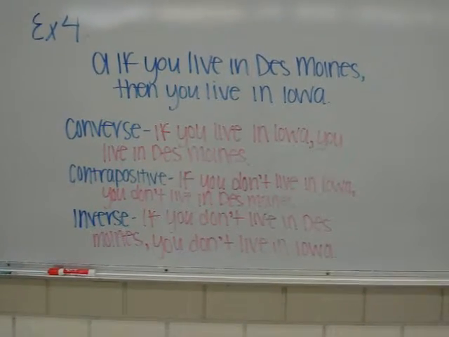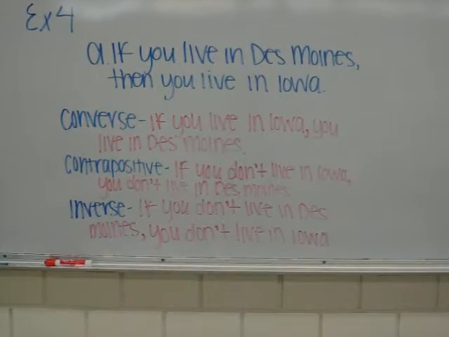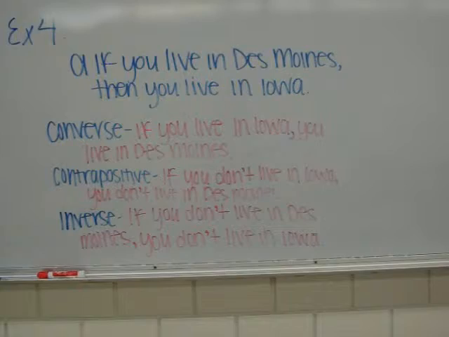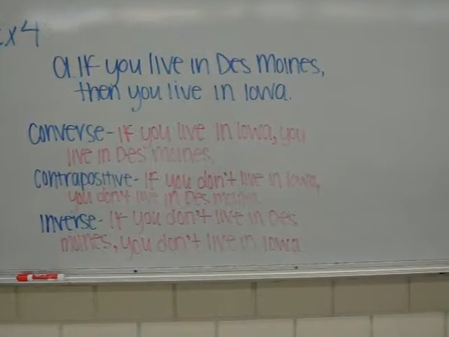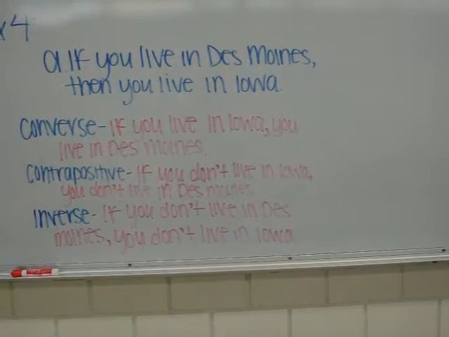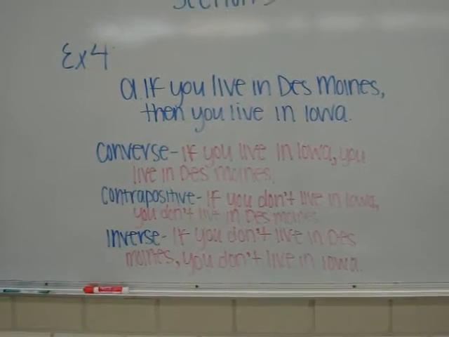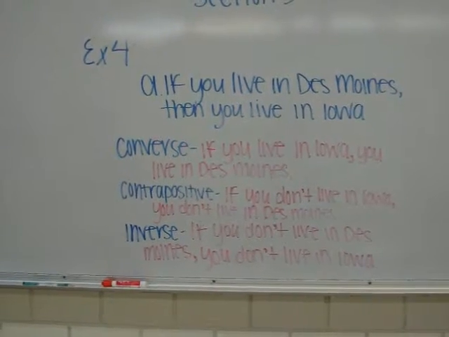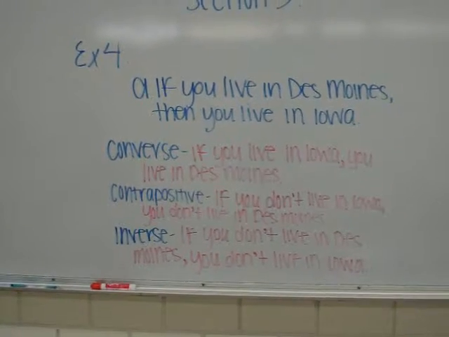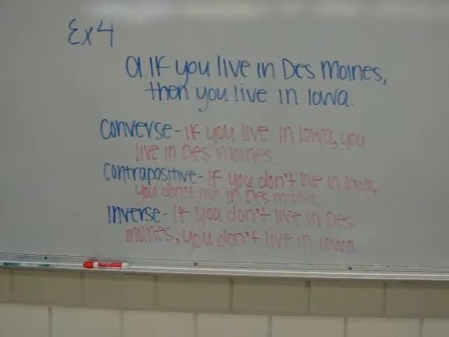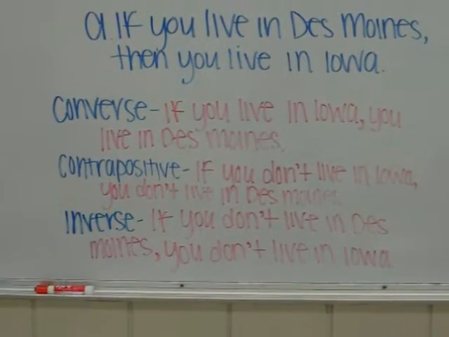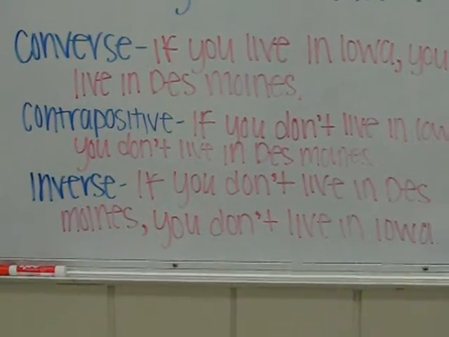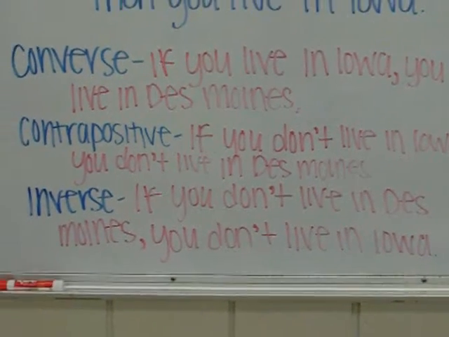Example 4, related conditionals. Write the converse, inverse, and contrapositive of each conditional statement, determining whether each related conditional is true or false. If a statement is false, find a counterexample. A. If you live in Des Moines, then you live in Iowa. The converse is if you live in Iowa, then you live in Des Moines, which is false. The contrapositive, if you don't live in Iowa, then you don't live in Des Moines. That's true. And the inverse, if you don't live in Des Moines, then you don't live in Iowa. False.